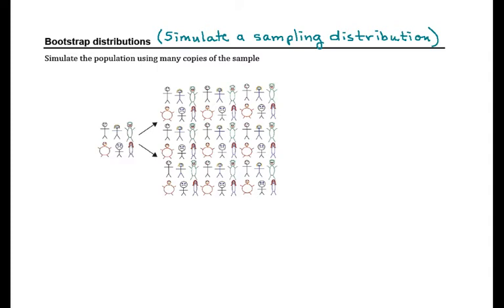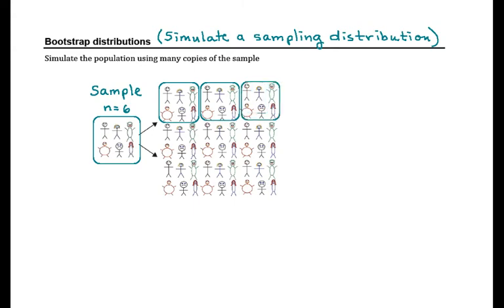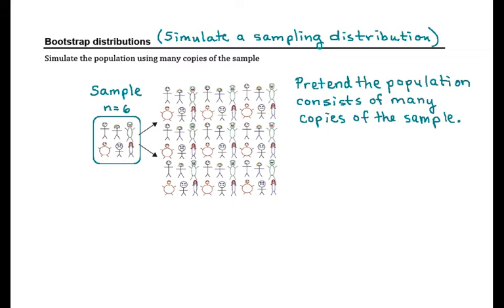And what we do is we still find a sampling distribution from a population, but we have to make up the population. So if this is our sample, and this is a sample of size n equals 6, then we pretend that the population is just a whole bunch of copies of that sample. Notice this is identical to my sample, and then I copy it again, and I copy it again, etc. So that we pretend the population consists of just many copies of the sample.